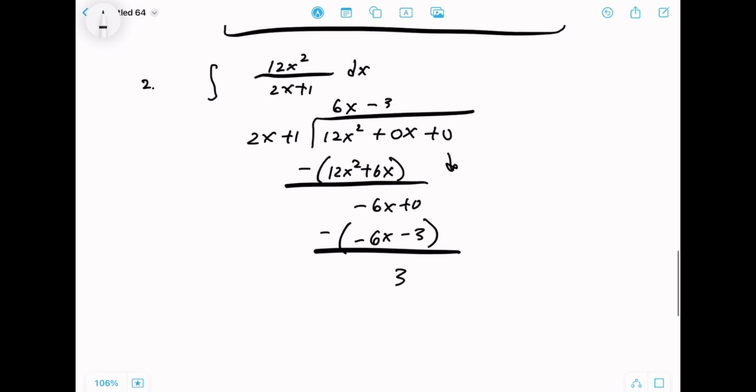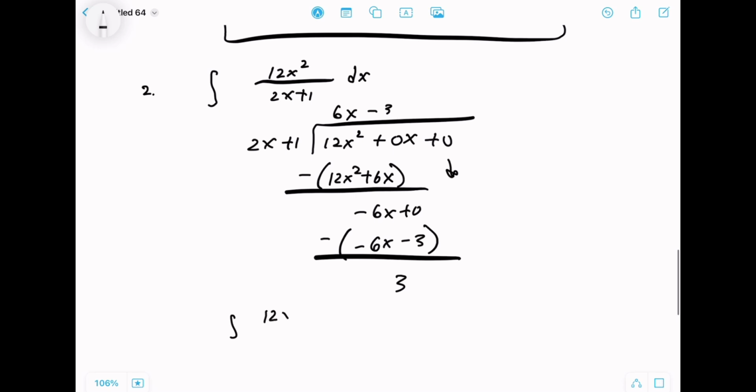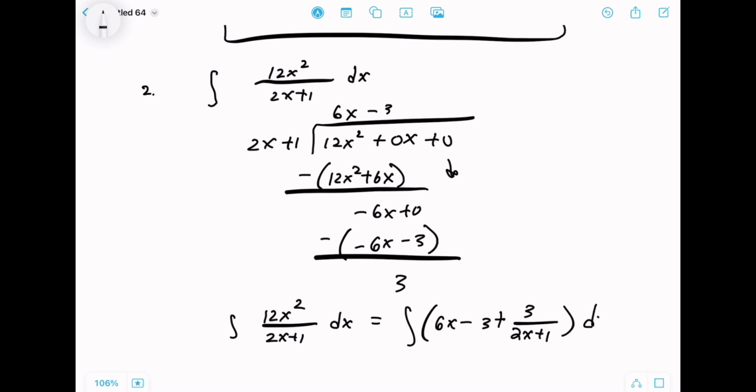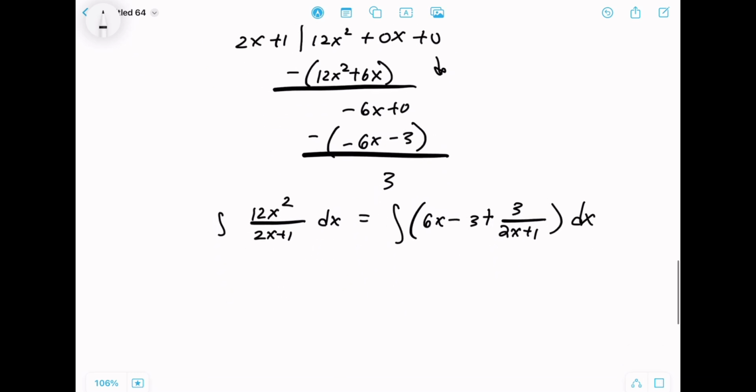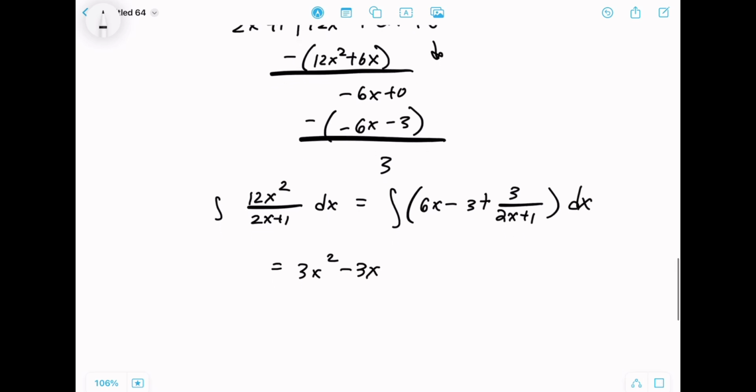And that means the integral of 12x squared over 2x plus 1 dx can be rewritten as the integral of 6x minus 3 plus 3 over 2x plus 1 dx. And now I can integrate each separate term. So this is going to equal 3x squared, that one I use the power rule for, minus 3x, I use the power rule for that one also, and plus 3 over 2x plus 1.